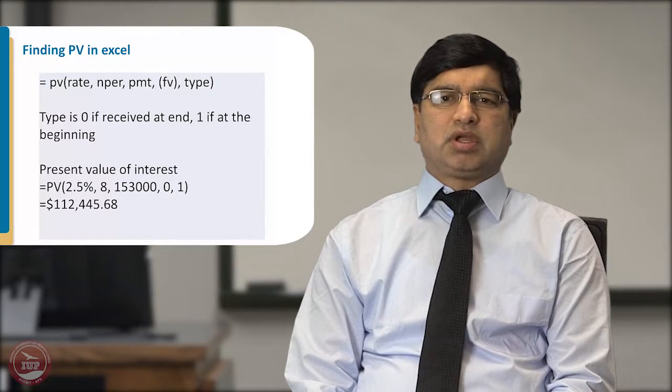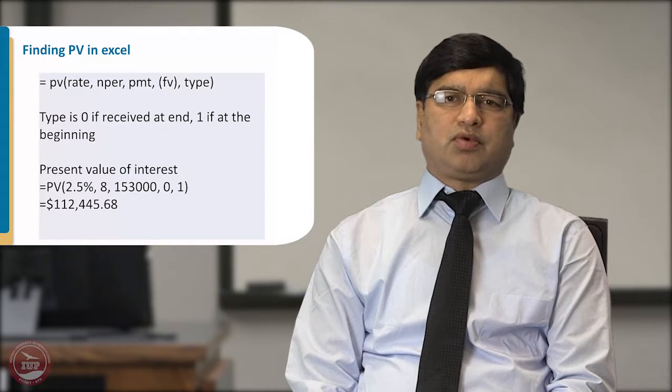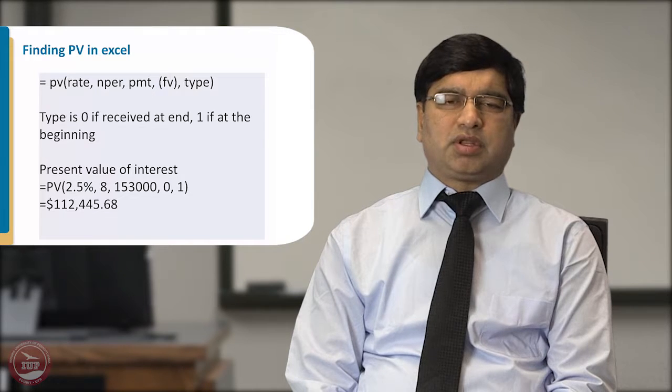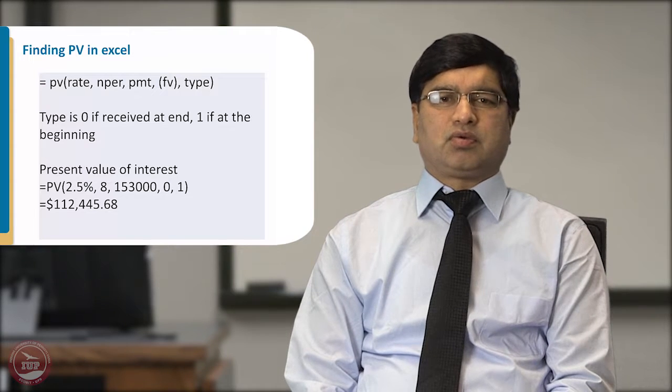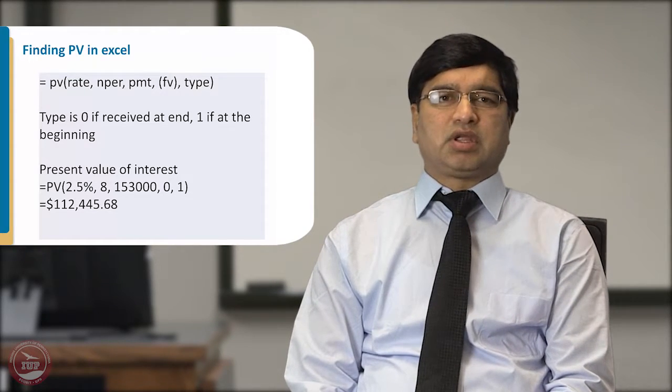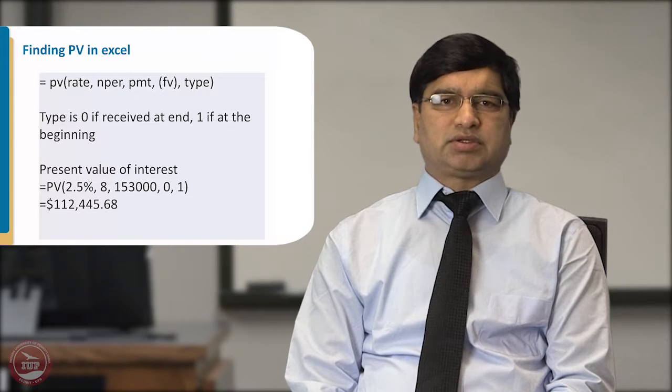So how did we come to $112,446? You use the present value formula. You take 2.5% for 8 periods, 2.5% because your 10% was divided by 4 for the 4 quarterly payments for the year, and $15,300 was the quarterly payment, 0 for future value, and then type 1 for payment at the beginning of the period. And if you hit enter, you'll get $112,446, or $112,445.68 to be exact, as the present value of that asset.